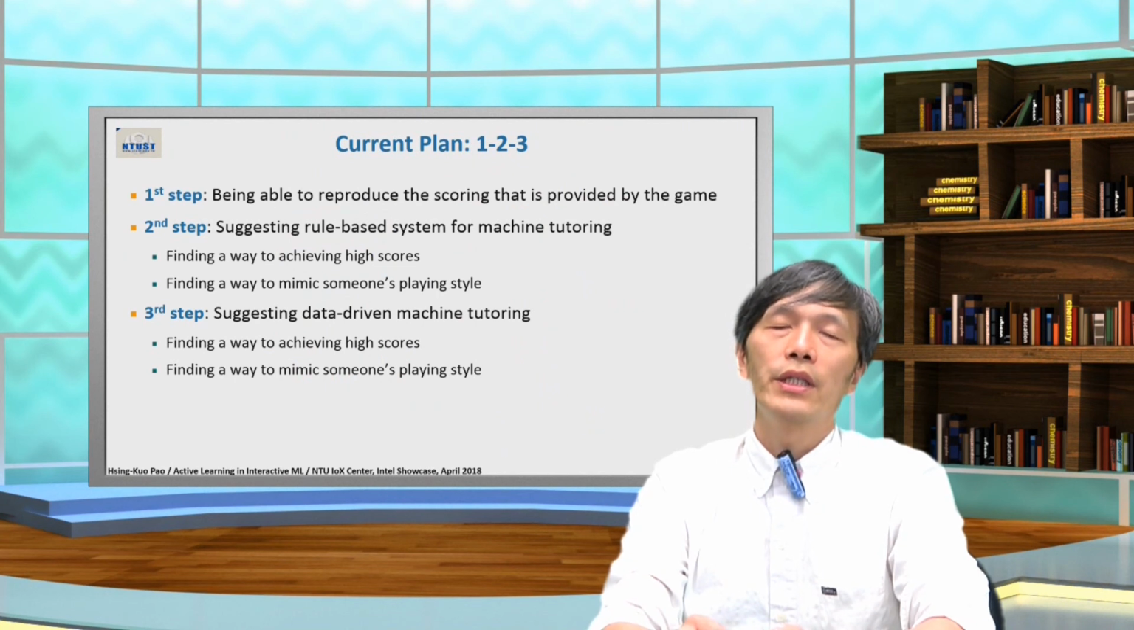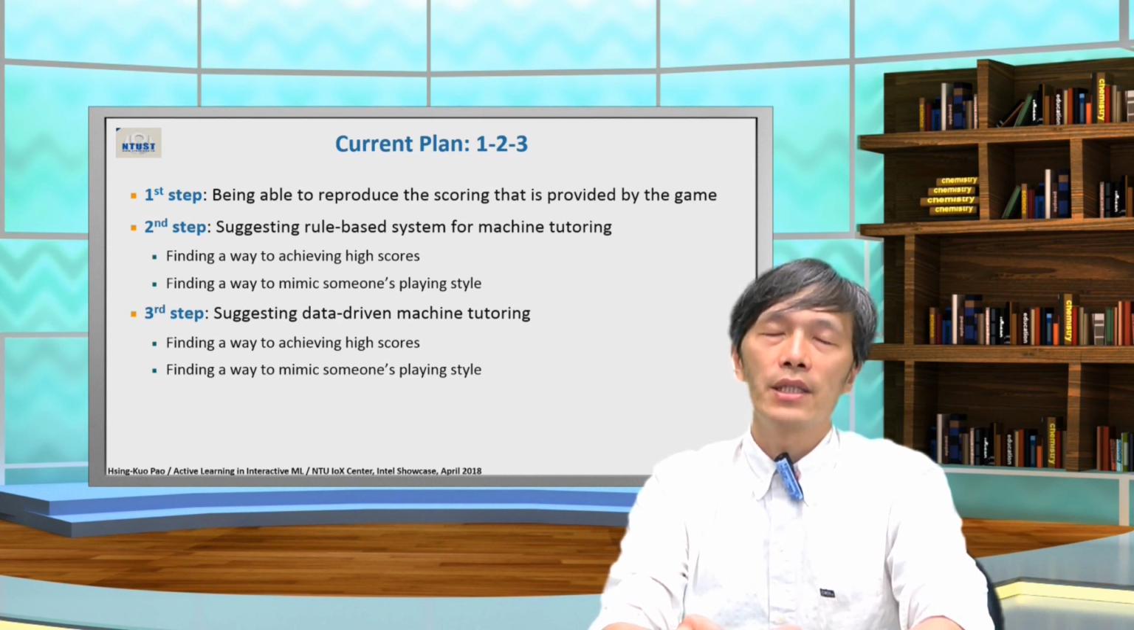So currently we have been thinking about a plan as 1, 2, 3. The first step is to be able to reproduce the scoring that was provided by the game. Hopefully, based on the sensory data alone, we can pick up what kind of score a player gets. The second step is that, between different people's playing, we can suggest a rule base.